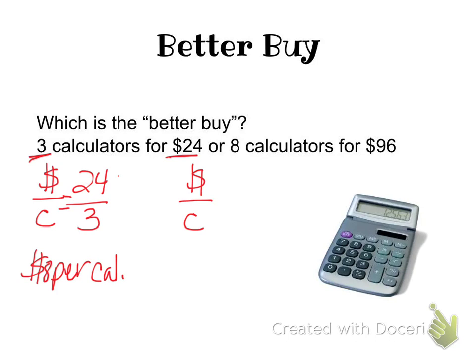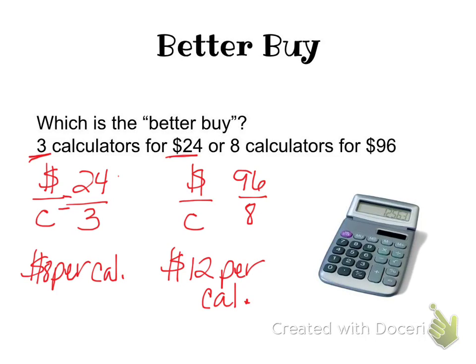Are you writing this? All of this should be on your paper, okay? All right, and then we have 8 calculators for $96. So 96 over 8. What happens when we divide 8 into 96? We get, good, it's 12. If you didn't know, you can divide it out. So that makes it $12 per calculator.